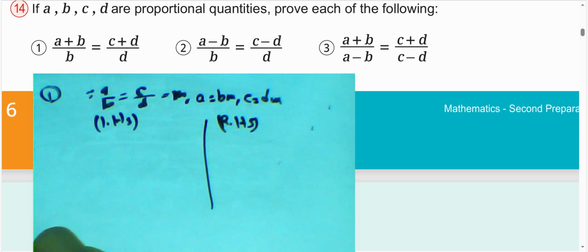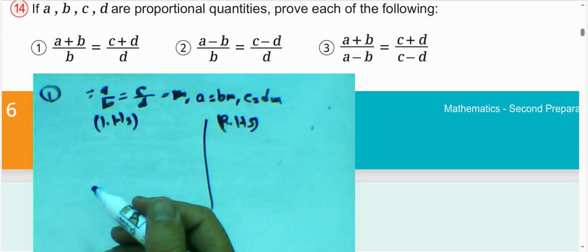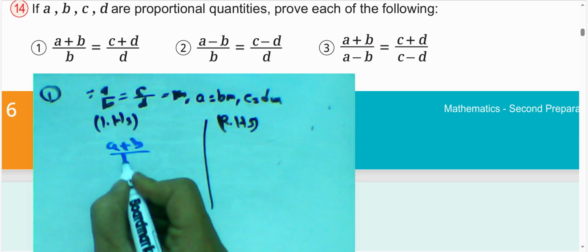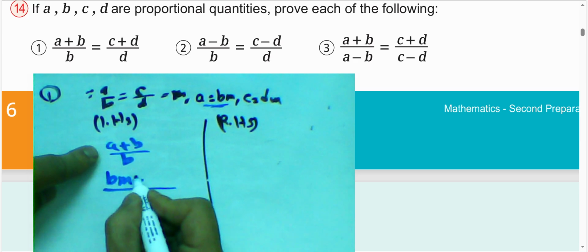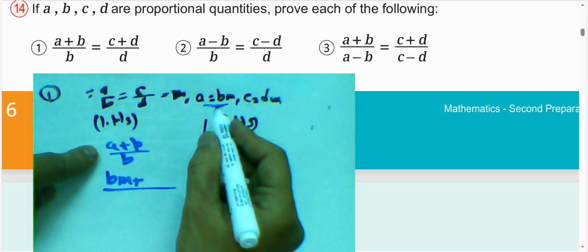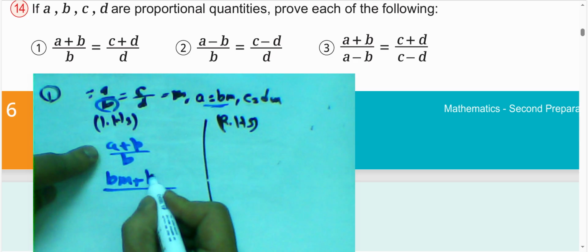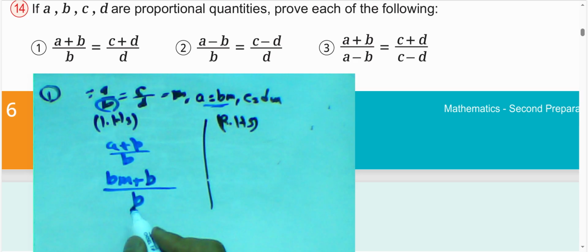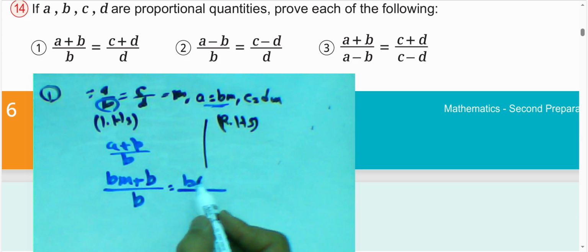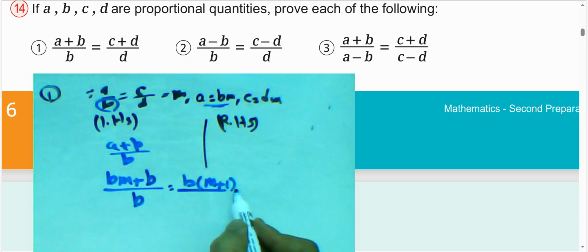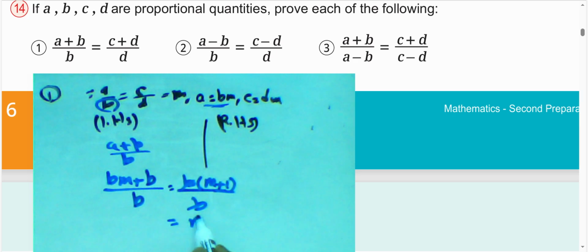Now, left hand side we have A plus B over B. It's equal to, the value of A equals Bm and the value of B equals B. Okay, we can write B as a common factor between the two terms up. Write B as common factor: Bm divided by B equals m and B divided by B equals 1. We can cancel together, then the result will be m plus 1.